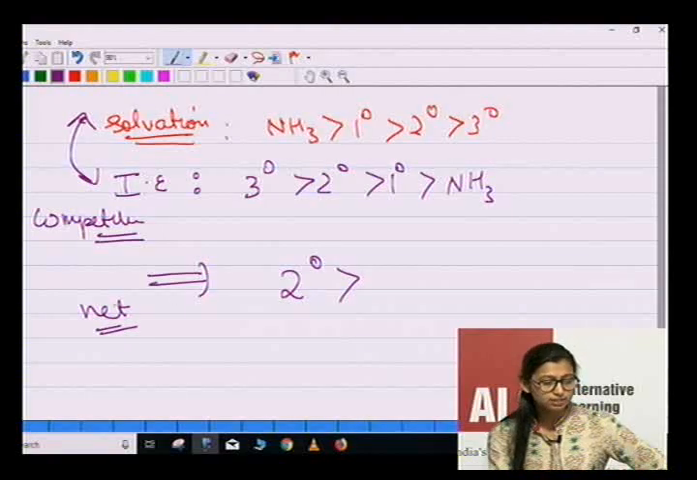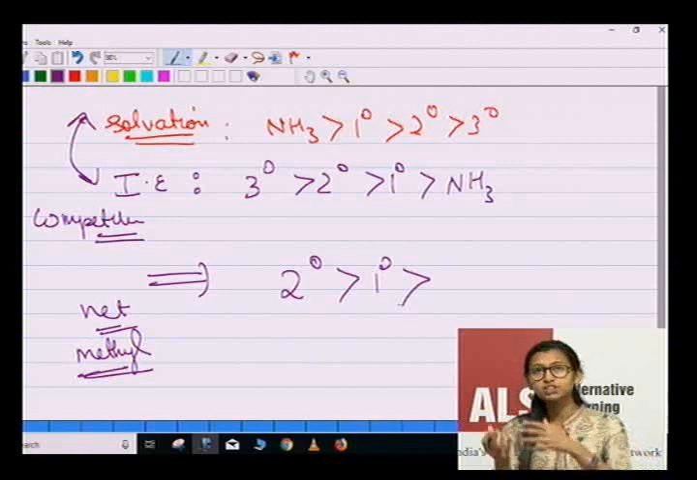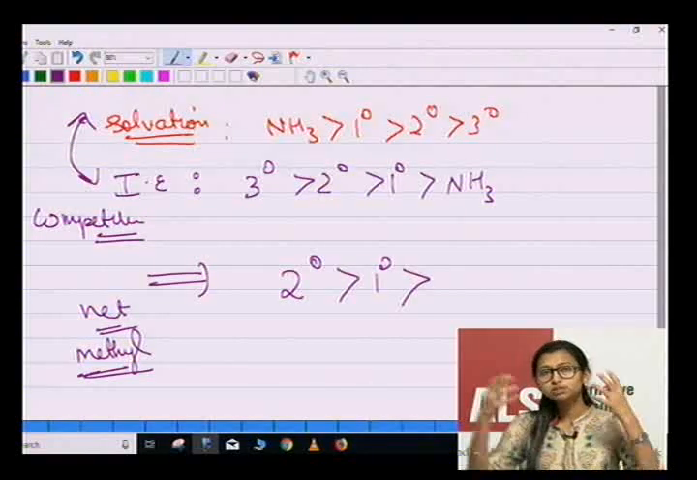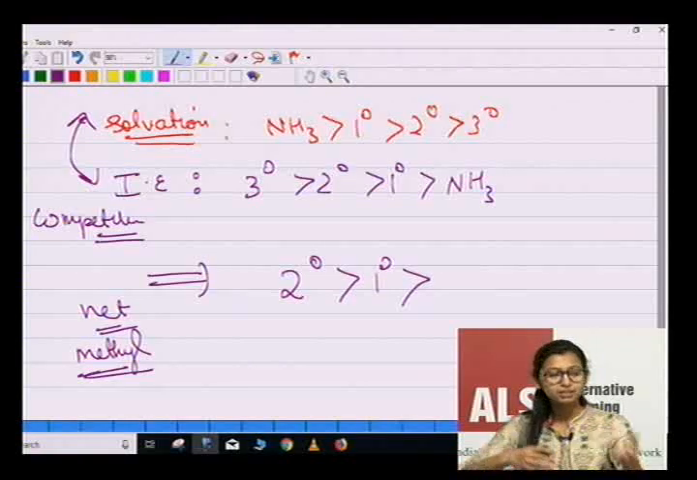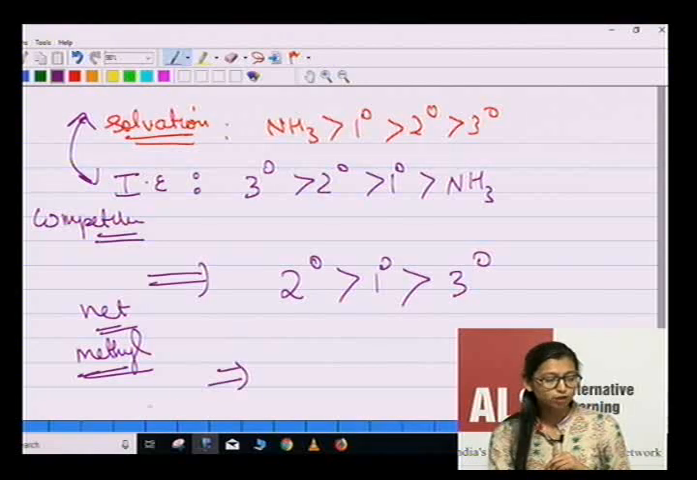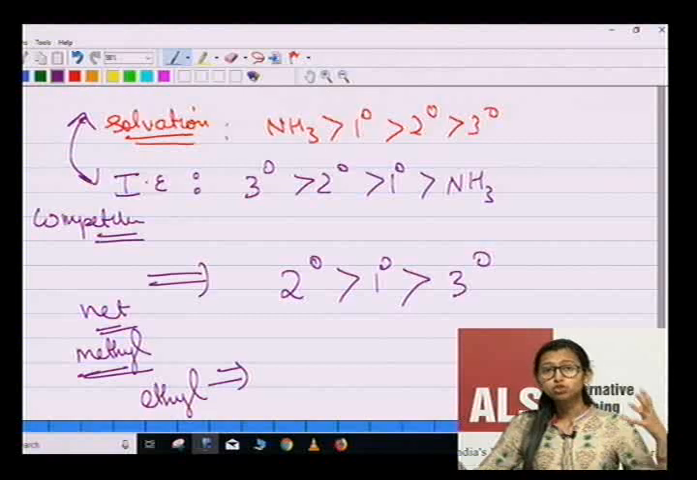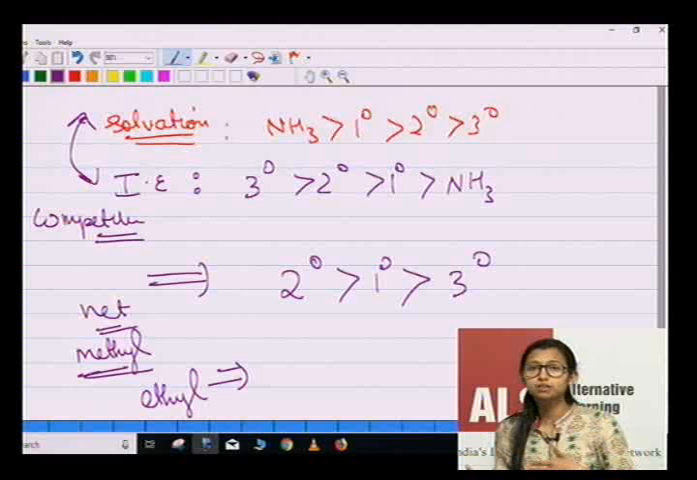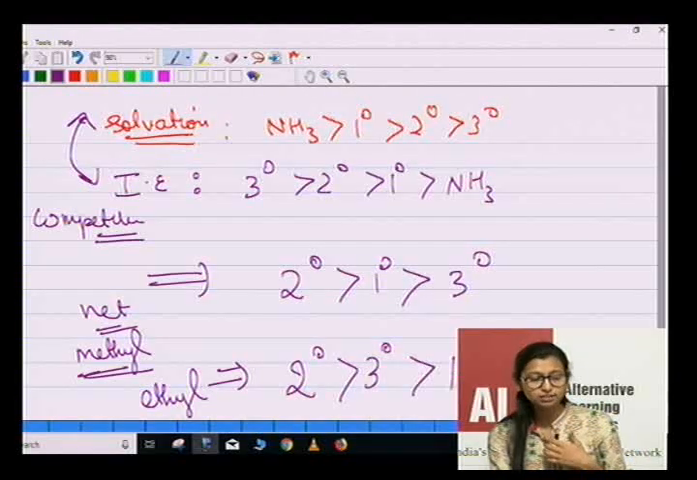And what happens? Particularly in the methyl, after the 2 degree, it's 1 degree, because solvation is having more priority, because the groups are not that bulky. So solvation is having more priority. That is why I've written 1 degree. Then it is 3 degree. But if I check for the other groups like ethyl, propyl, those are bulky groups. So solvation is having lesser priority. Instead, the inductive effect is having more priority. So it's 2 degree, after that 3 degree, then 1 degree.